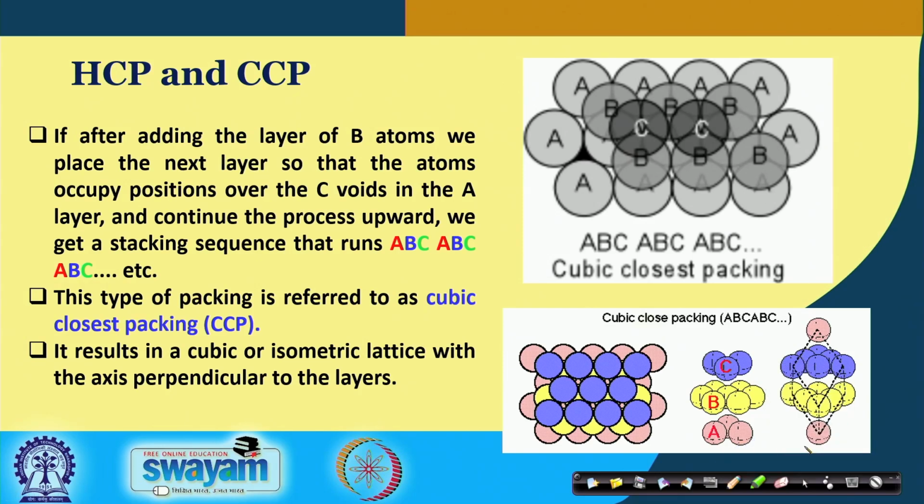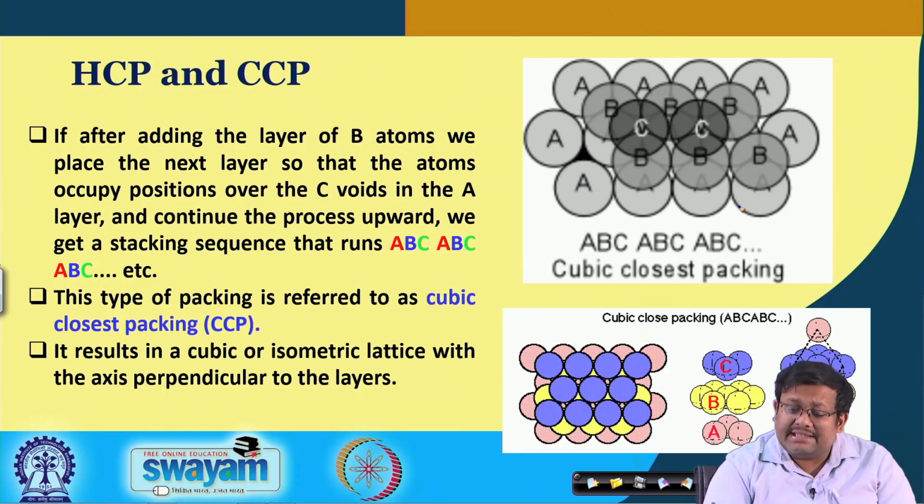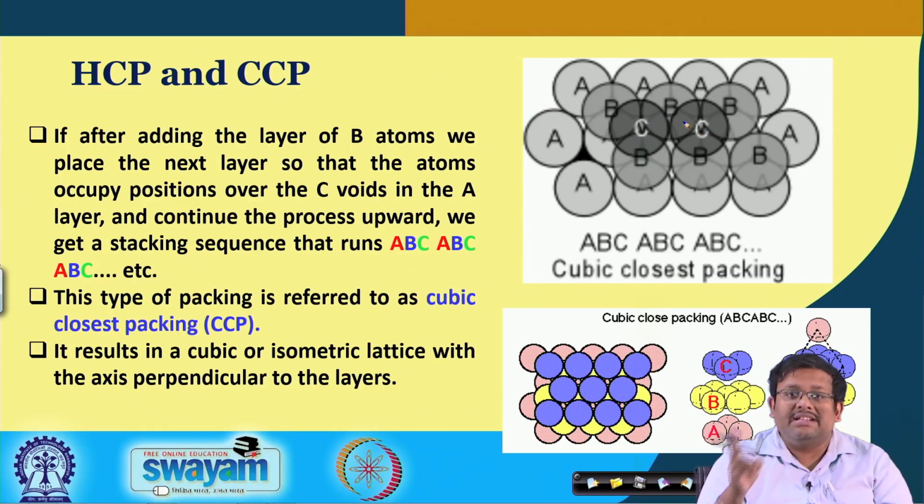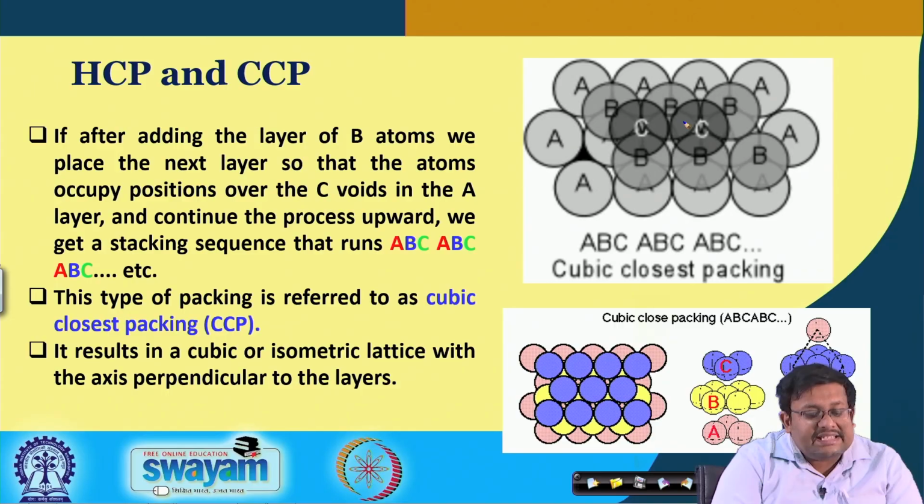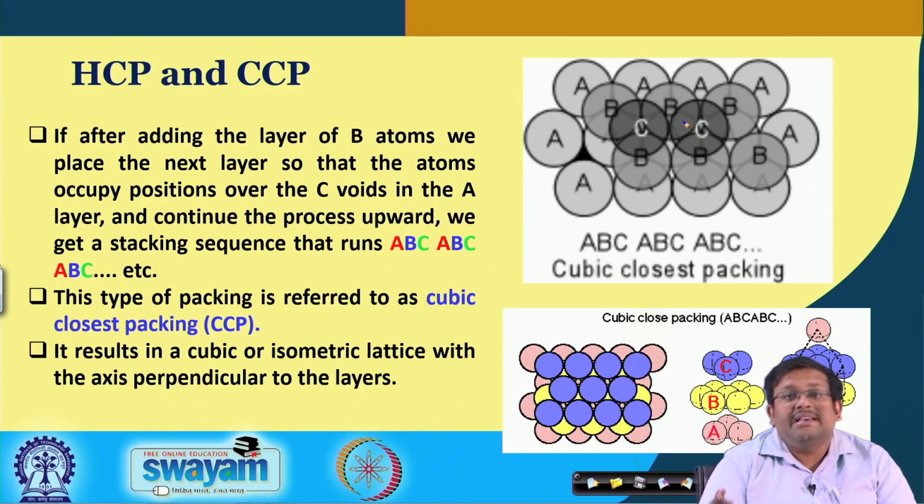Now, let us consider the second scenario. So, first we had these A layers and then we add these B layers on the top of B voids. So, after adding the layer of B atoms, we place the next layer so that the atoms occupy the position over the C void. So, there are two types of void, B void and C void. So, the second layer is placed over the B voids and the third layer is placed over the C voids, and continuing the process upwards, we get a stacking sequence that runs ABC, ABC, ABC.